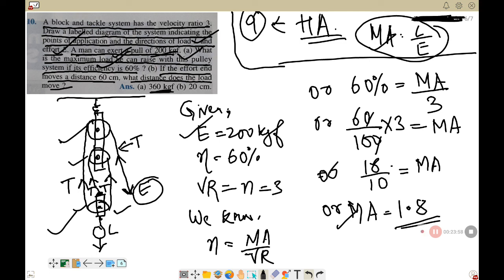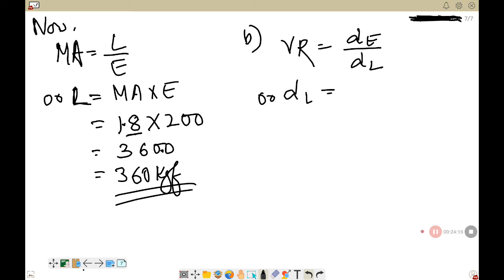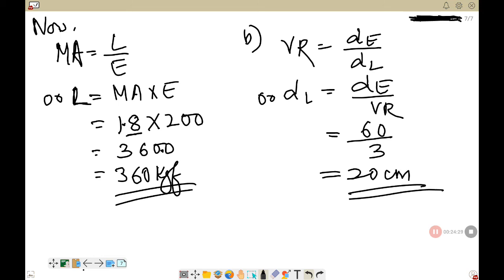Now the second one, number B, is: if the effort end moves by 60 centimeter, what distance does the load move? We have to find the distance moved by the load. For this we need the relation for velocity ratio. The velocity ratio is the distance moved by effort divided by the distance moved by load, so the distance moved by load equals the distance moved by effort divided by the velocity ratio. The distance moved by effort, given in the question, is 60, and the velocity ratio is 3. 60 by 3 is 20 centimeter.